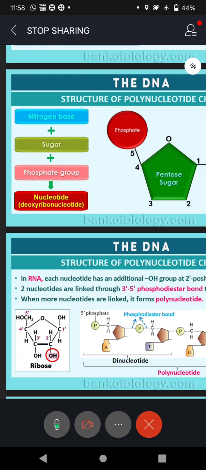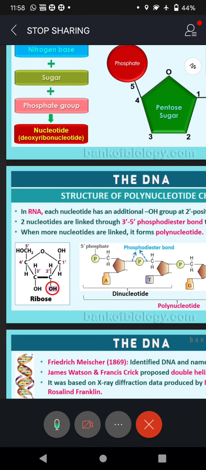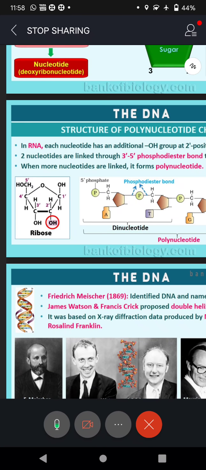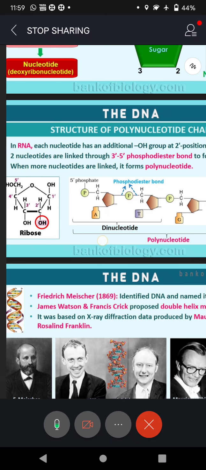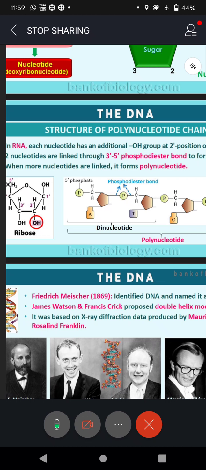So deoxyribonucleotide. To be specific, how will you define DNA now? It is a polymer of deoxyribonucleotide chain. Am I correct, Kadakol? Yes. Now, as we said, it is the bond. Which is the bond that is connecting each other? We said just now glycosidic bond.